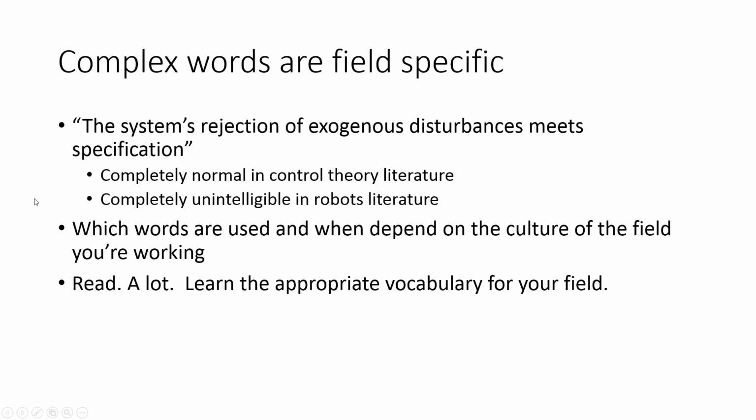Unfortunately, which words are complex and which words are not depends on the field you're practicing in. Here's an example. The system's rejection of exogenous disturbances meets specification. In control theory, if you're designing, say, a controller for a rocket or for an autonomous vehicle, this is perfectly acceptable. Exogenous disturbances are disturbances that come from the outside of the system. The word exogenous is very common in that field. However, if you're just talking about robots, it's very uncommon, and therefore someone who's not familiar with this term would think you're trying to be overly complex.